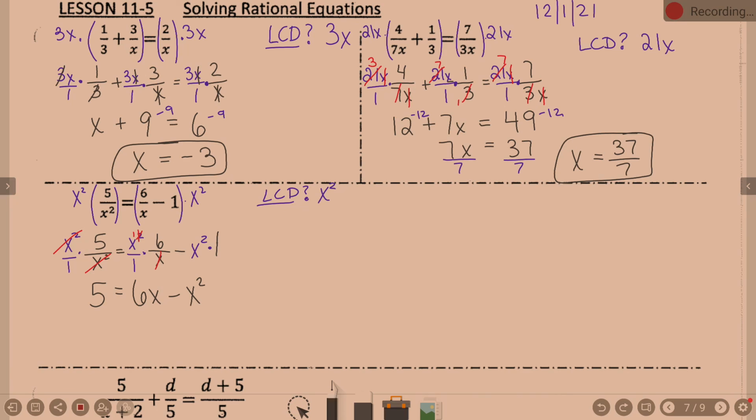Okay. She kind of took part of my time here. Notice I have an x squared, an x, and a number. This is a quadratic equation. We're going to want to make it equal to 0 because we're going to factor it.